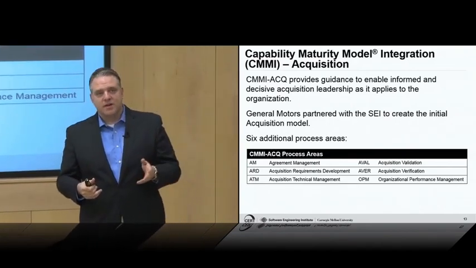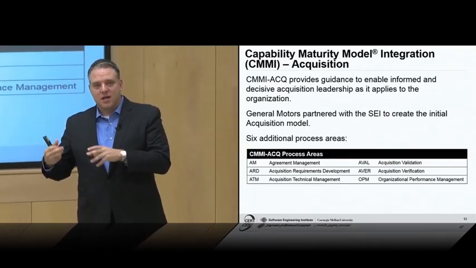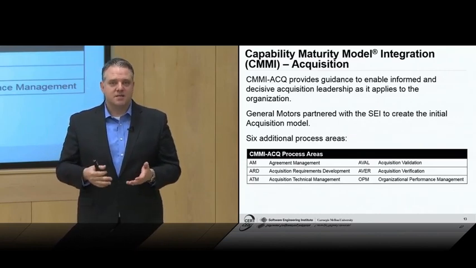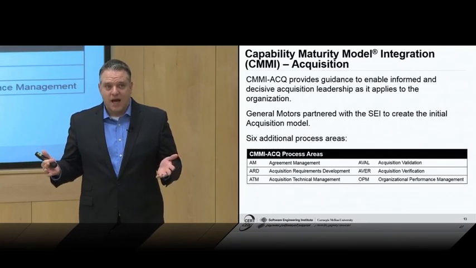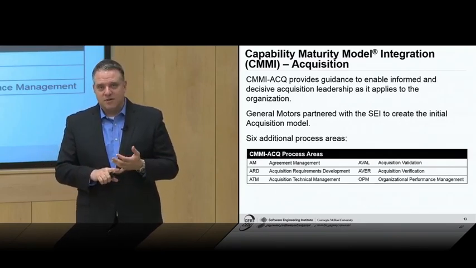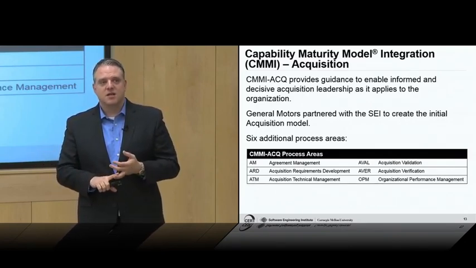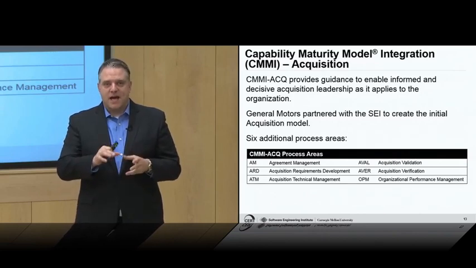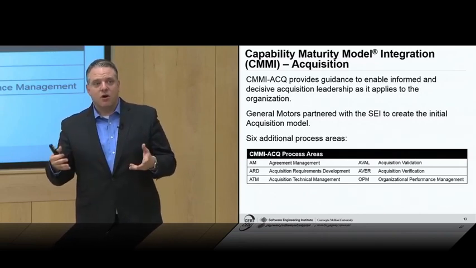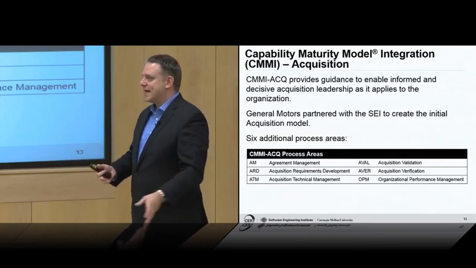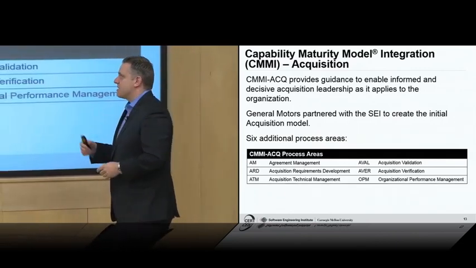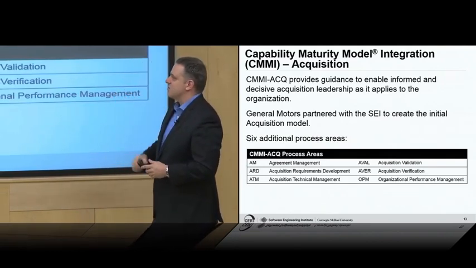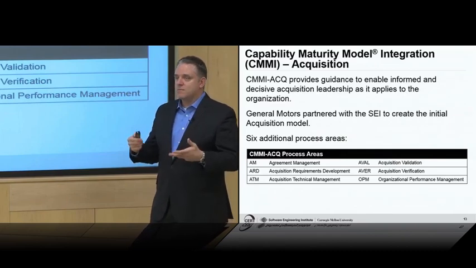General Motors partnered with SCI to create the initial version of this, and if you think about it, it makes sense. What does General Motors do a lot of? Acquisition. They have a lot of suppliers, they have a lot of vendors that they deal with, and part of that integration of building new cars is acquisition. How do we get all this stuff in? And so the acquisition constellation has these additional 6 areas for activities to measure and rate your maturity level.